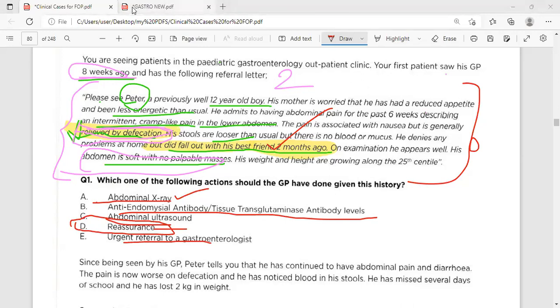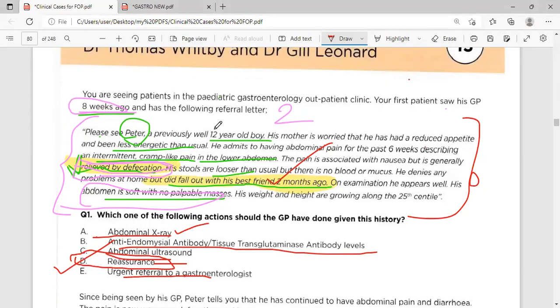If there are any red flag signs, then we will refer the child to the gastroenterologist. So our answer is reassurance. Are we clear with this? Up to here, we have learned the differential diagnosis, the pathognomonic features of the differential diagnoses, that is celiac and inflammatory bowel disease, and we saw the other features of functional abdominal pain. We learned what the red flags are.